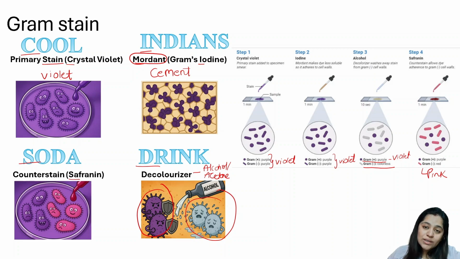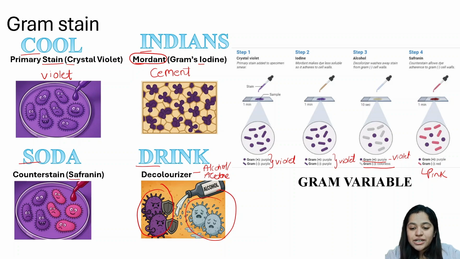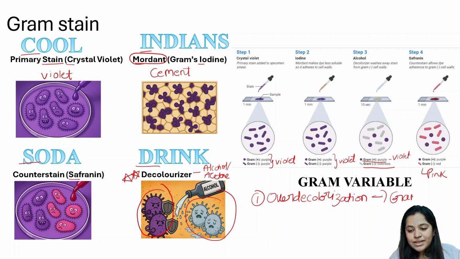Now, there is one concept which you should know, which is repeated in NEET PG and is like a trap, that is gram variable. Which organisms are gram variable? What is the most important step in your gram stain? The most important step in your gram stain is the decolorizer. Now, when you overly decolorize, over decolorization, remember this term, over decolorization of gram positive bacteria can make it gram variable.